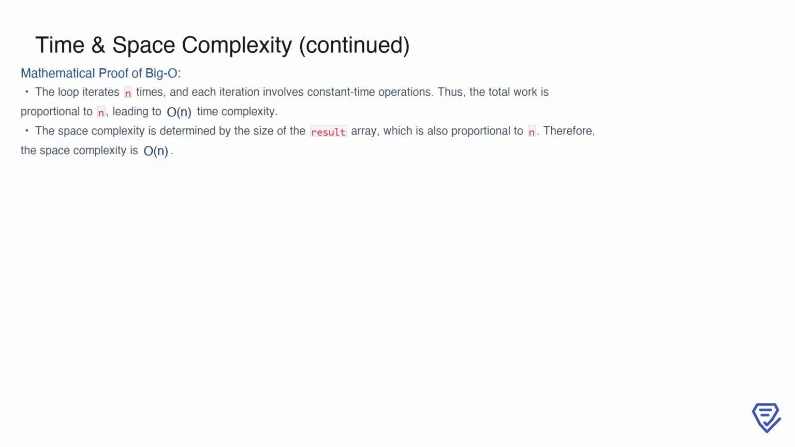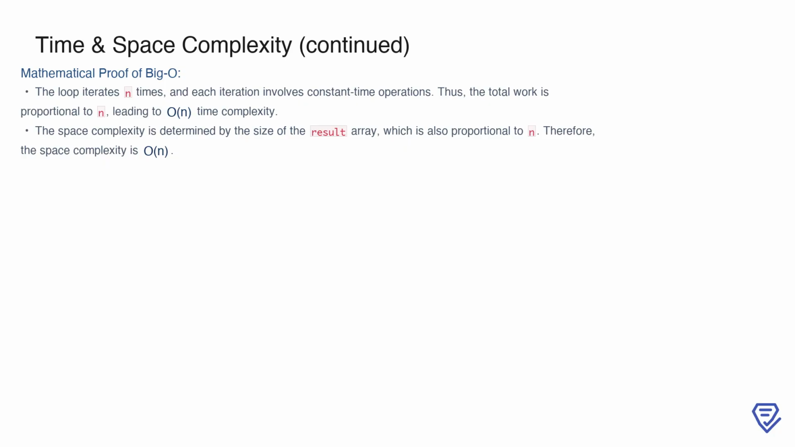The mathematical justification for the O(n) time complexity is rooted in the fact that the loop iterates exactly n times, with each iteration involving only constant time operations such as arithmetic calculations and array updates. This means the total work done is directly proportional to n.